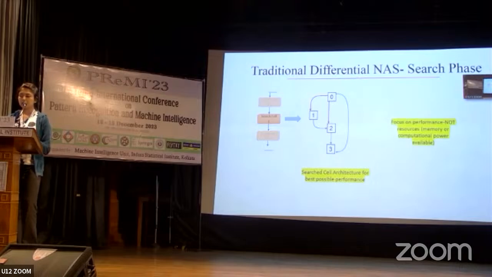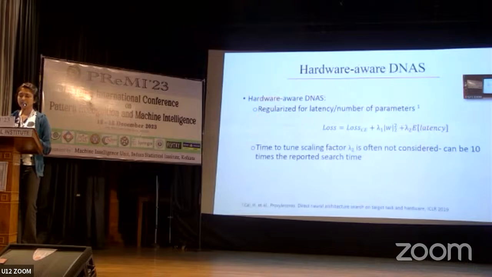But such traditional DNAS often focuses on getting the most efficient architecture, and the focus is not on getting a model which is really specifically designed for an edge device with certain constraints. So comes the hardware-aware DNAS, where certain methods like the one cited here, proxyless NAS, add a regularizer in terms of latency or the number of model parameters, and use a scaling factor to tune and adjust the loss and the model size. So this scaling factor often needs to be tuned, and the search time reported is much higher.